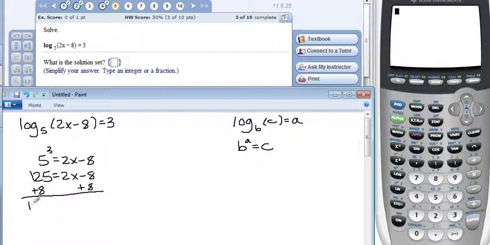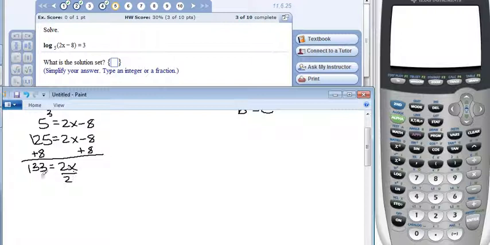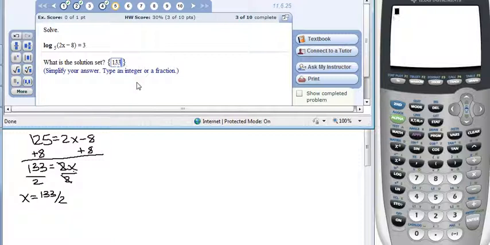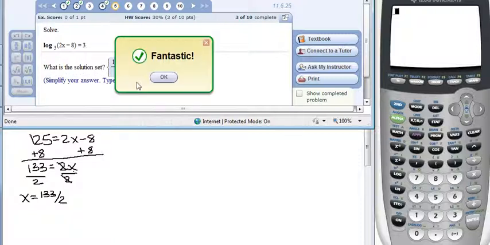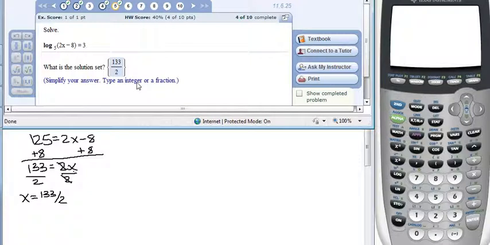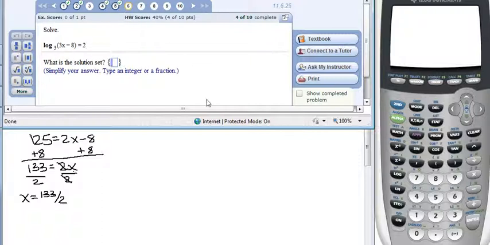So I've got, what do I have? I have 133 is 2x. And come on, divide by 2. So x is 133 halves. Yuck. How do you check that? I will come back and I will show you after I get to problem number 8, I believe. Okay? So don't forget that. I will come back, I promise.